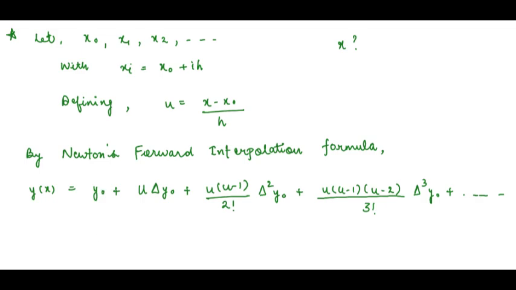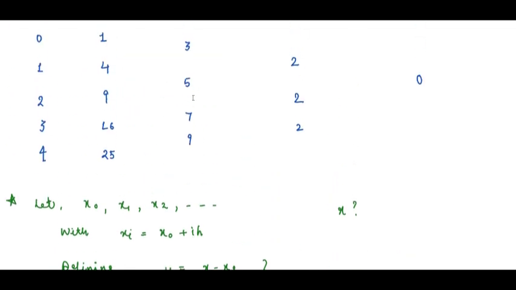Now let's break this formula down. The first term is simply y0. Then we add the first difference correction as u into del y0. The second difference correction will be u into (u minus 1) divided by 2 factorial into del square y0. And the third difference correction is u into (u minus 1)(u minus 2) divided by 3 factorial into del cube y0. And this continues depending on the number of available data points.